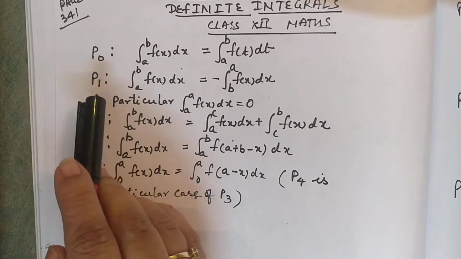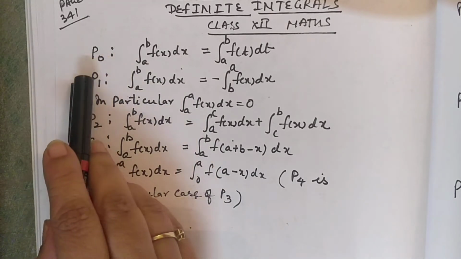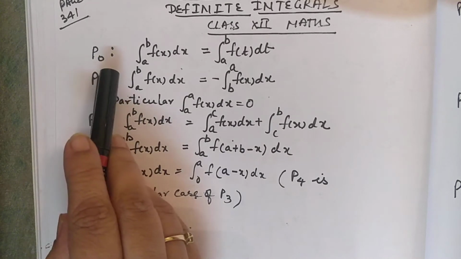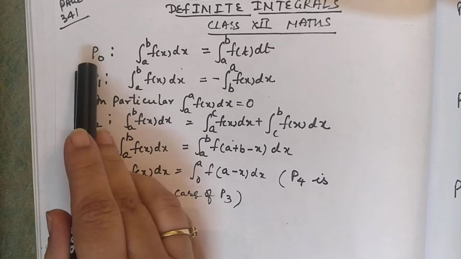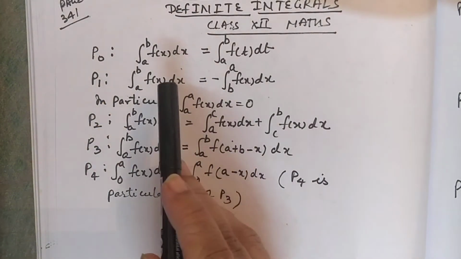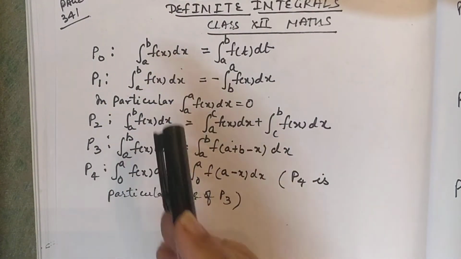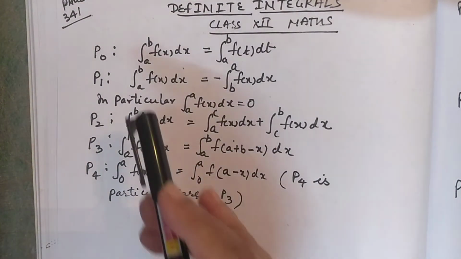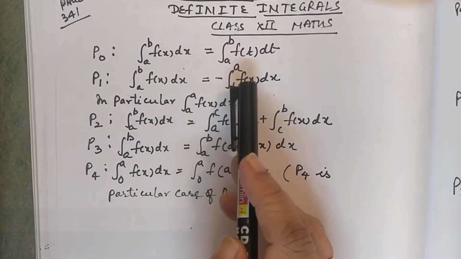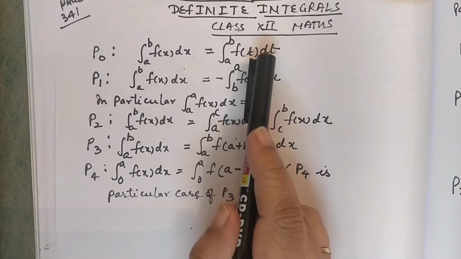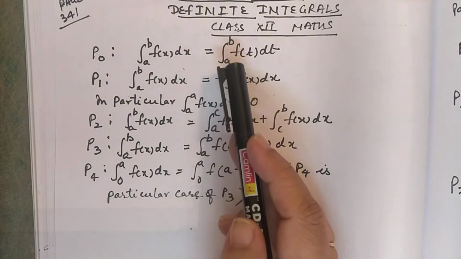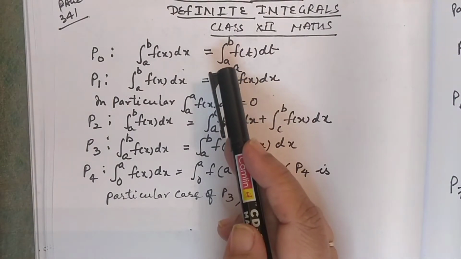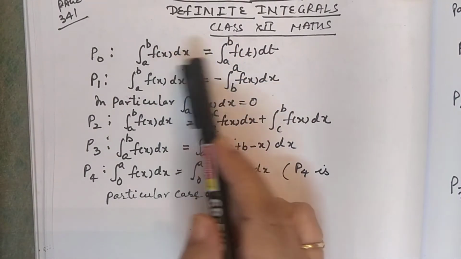Let us understand. The first property is P0. I have taken the same notation as given in your NCERT book. So P0, according to this property, integral of any function f(x) dx from a to b can be written as integral of f(t) dt from a to b. Means it follows directly by making the substitution x is equal to t.